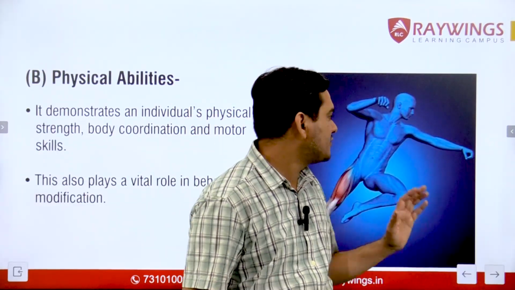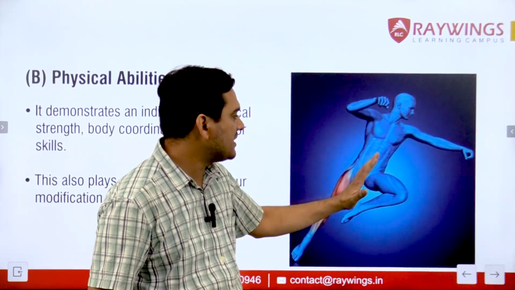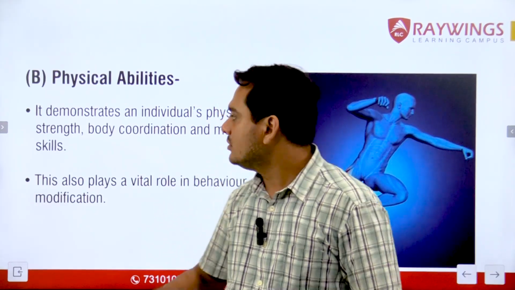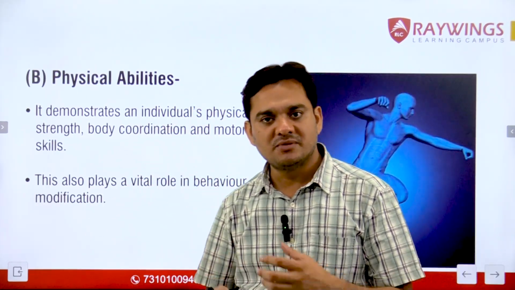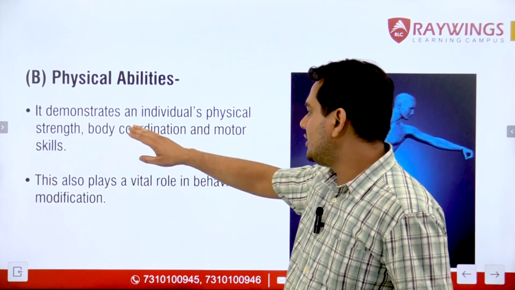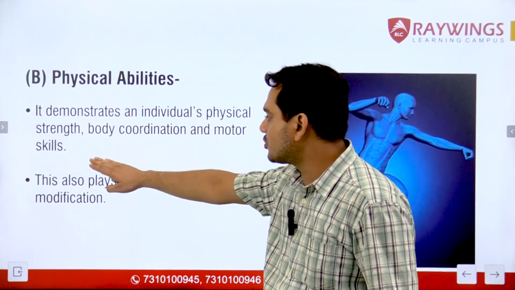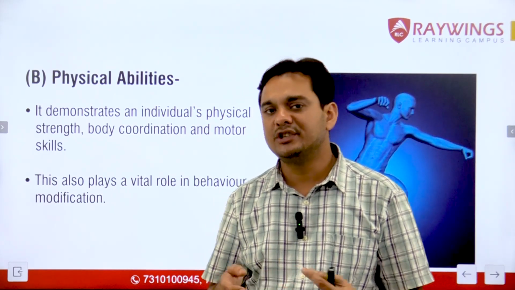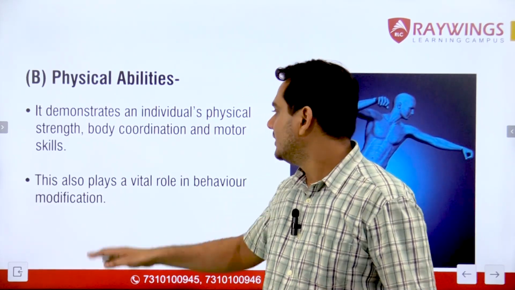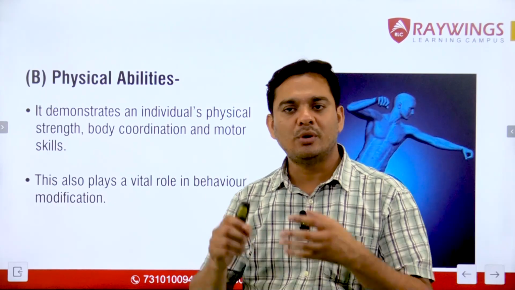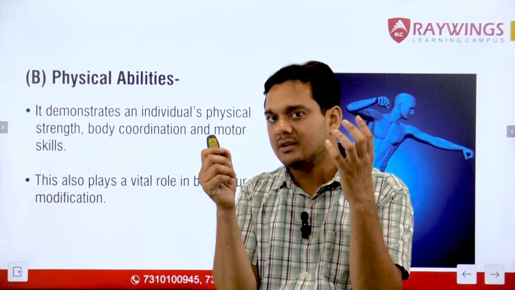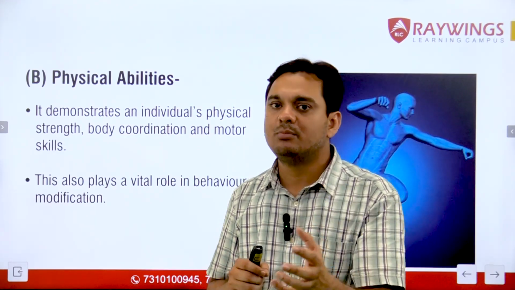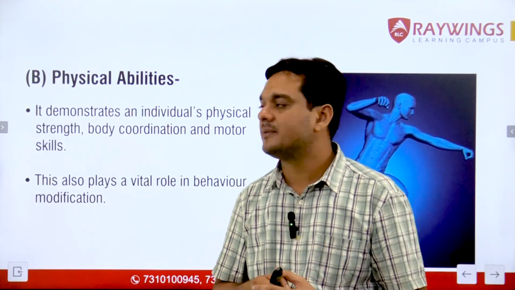Then talking about the physical abilities, you can see the strength, muscles and all shown in the picture. So what are the physical abilities that we possess? Now, it demonstrates an individual's physical strength. Physical strength here refers to the body power, the ability to do a particular job. Body coordination. Now, the body coordinates with the mind. And when it gets perfect coordination with the mind, then our body works in the best possible manner.